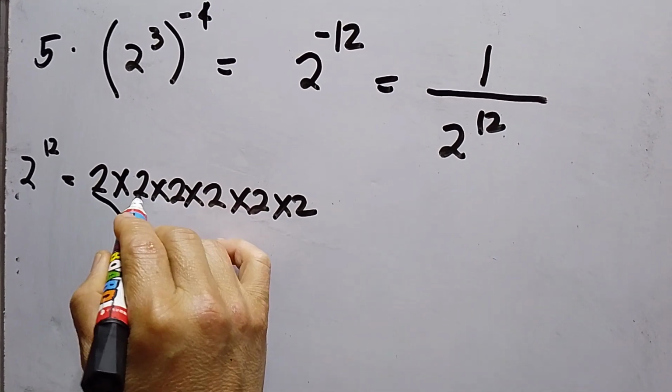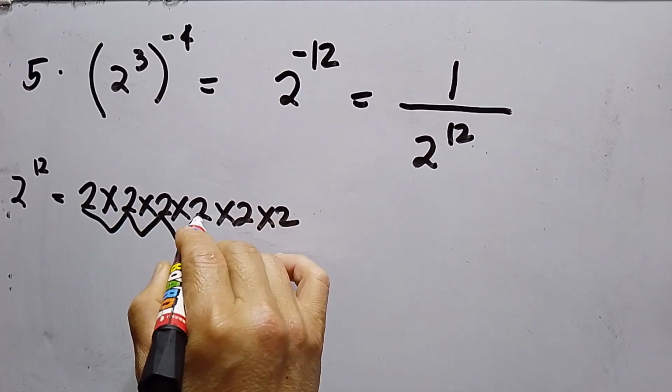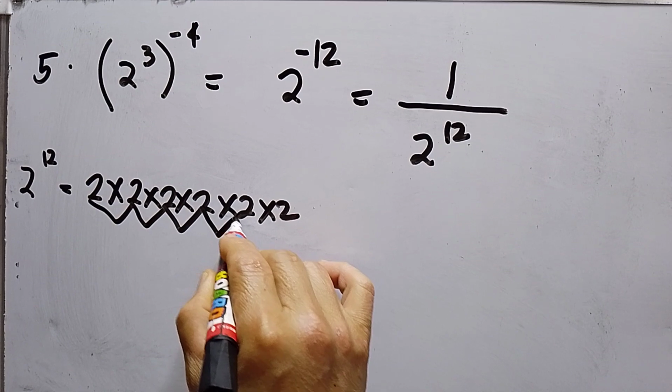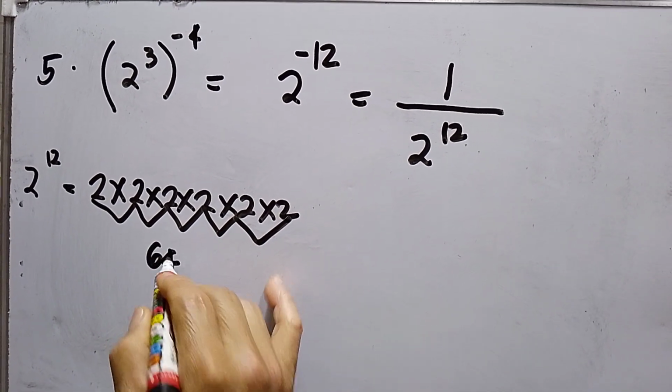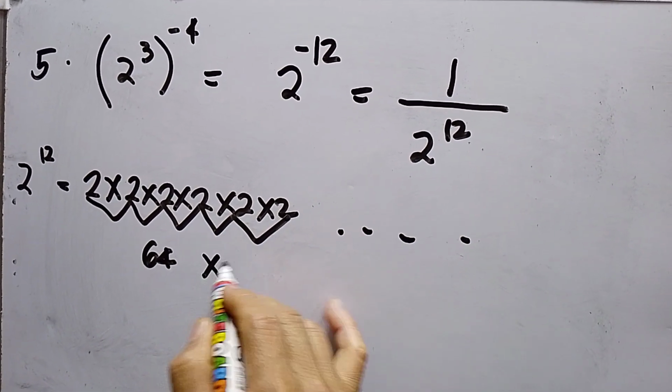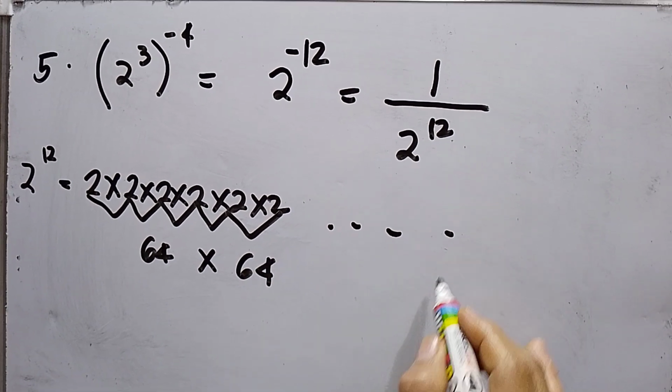So 2 times 2 is 4. Times 2 is 8. Times 2, 16. Times 2, 32. Times 2, 64. So meaning, multiply again by 64. What is 64 times 64?